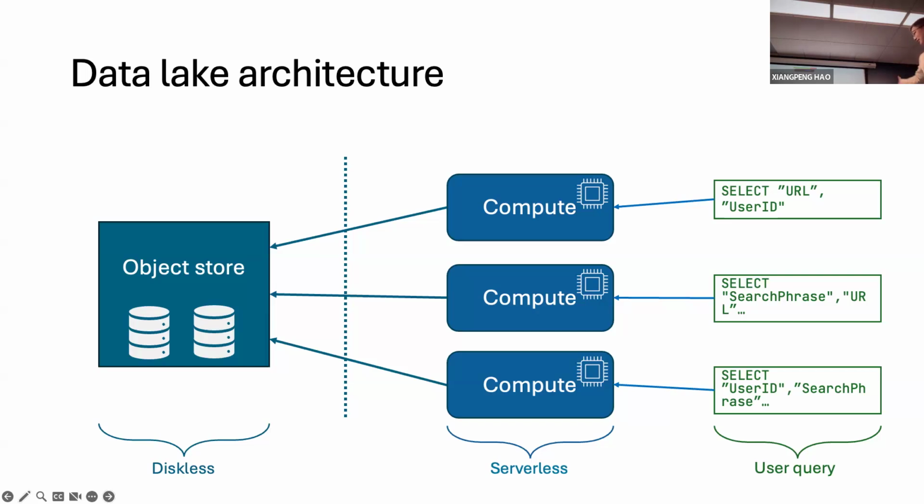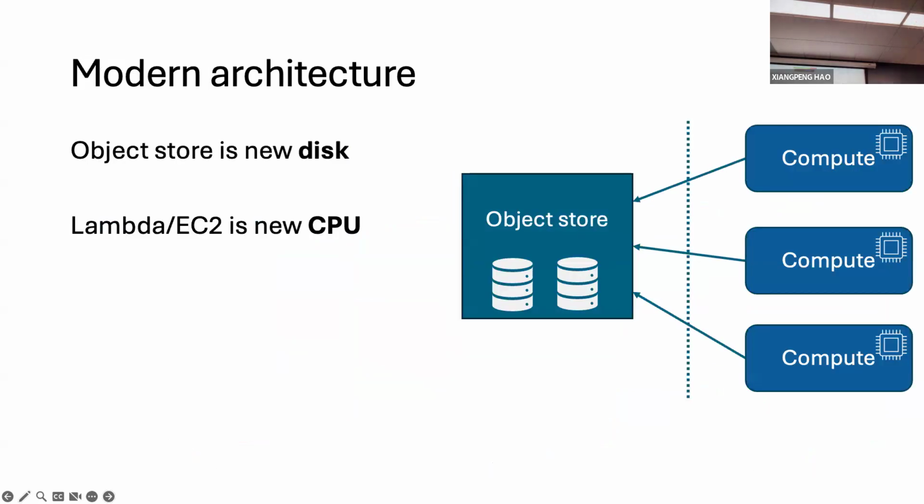And that is the user query on the right-hand side. So in this modern architecture, the object store is our new disk, and EC2 or Lambda or whatever virtual machine is our new CPU. In a conventional system, we have memory or cache between the CPU register and the disk to bridge their performance gap. The question in this modern cloud native architecture is, what is our cache? What should our cache look like?